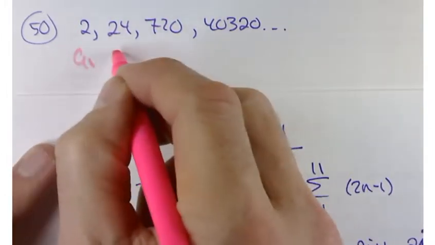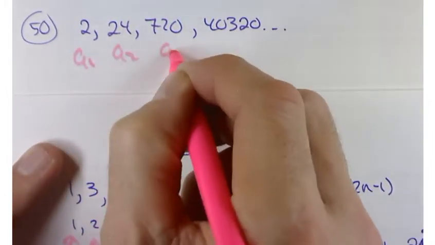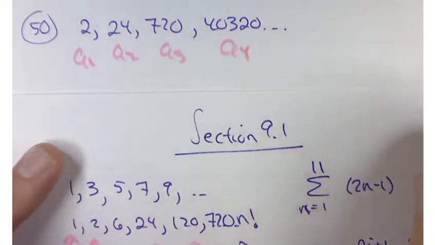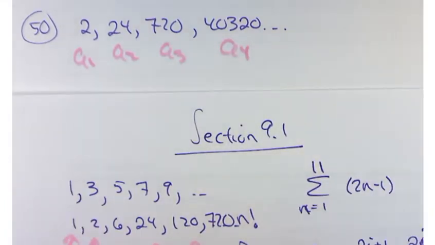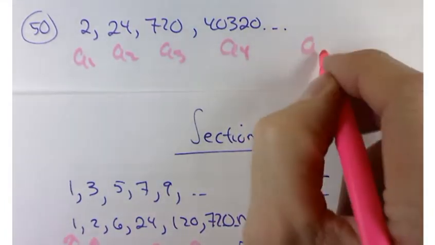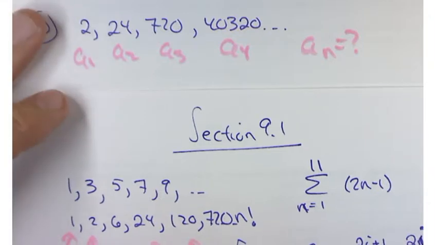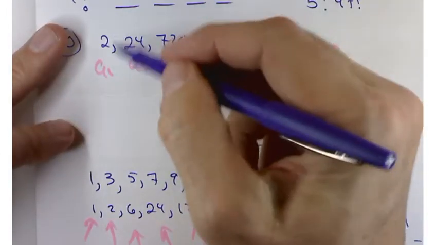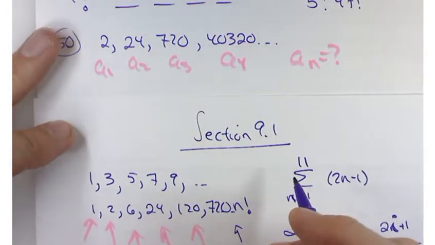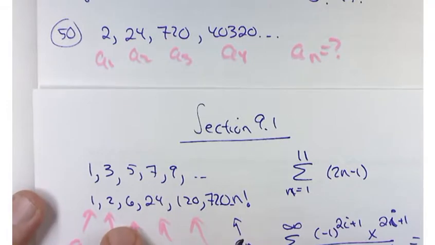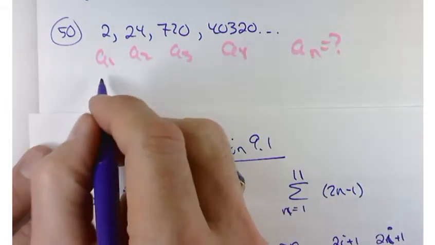So let's do this. This is our a sub 1. This is our a sub 2, a sub 3, and a sub 4. That's what those terms are. We need to figure out a sub n. Okay. Let's think here. Do you recognize any of these numbers? What's a sub 1 equal to? Somehow or another, that's 2 factorial.